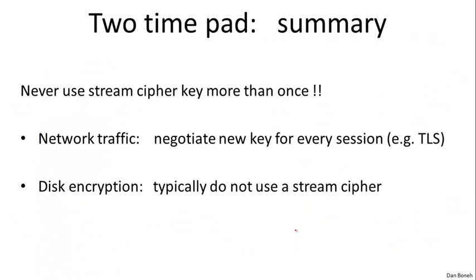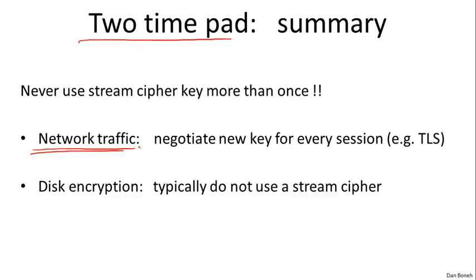So just again, to summarize the two-time pad attack, I hope I've convinced you that you're never, ever, ever supposed to use a stream cipher key more than once. Even though there are natural settings where that might happen, you have to take care and make sure that you're not using the same key more than once. So for network traffic, typically what you're supposed to do is have every session use its own key. Within the session, the messages from the client to the server would look like one complete stream, encrypted using one key. The messages from the server to the client would be treated as one stream and encrypted using a different key.